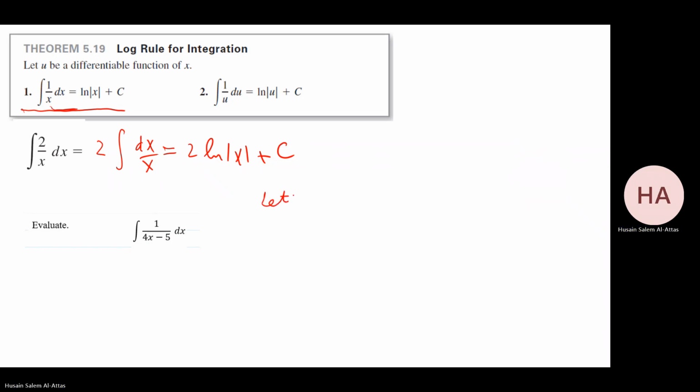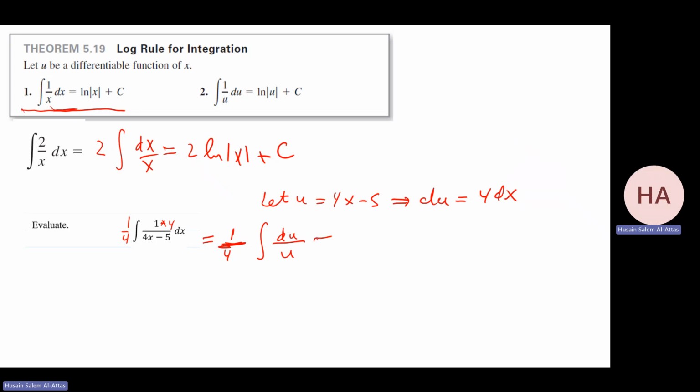This one is not ready. If I let u equal 4x minus 5, what will be du? du will be 4 dx. It means I need 4 there and 1 over 4 outside, so it will be 1 over 4. Now, if we do the substitution, I have du over u, which is ln absolute value of u plus c. So the answer is 1 over 4 ln absolute value of 4x minus 5 plus c. That's mainly the idea: I need related things where I get ln of something.